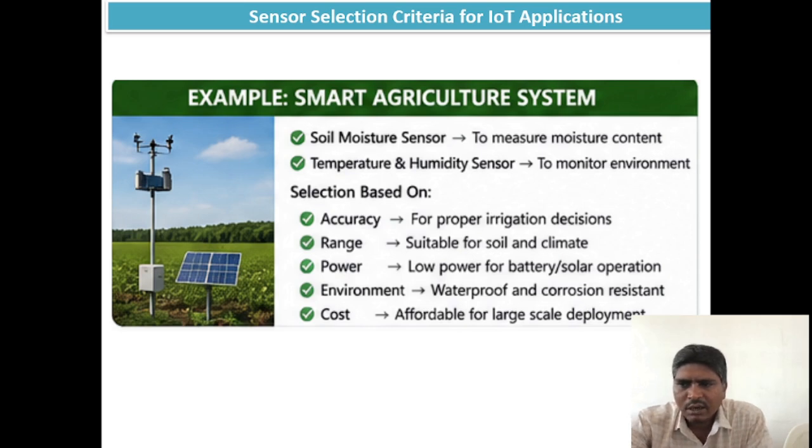Now let us understand all these parameters together using one real-time example. Here I have taken a smart agriculture system, in which we want to measure soil moisture. To select the right sensor, it should have good accuracy for proper irrigation. It should consume low power for battery operation. It should work in wet and muddy conditions. It should be affordable for farmers. So we cannot randomly select a sensor. We must consider all these parameters together.